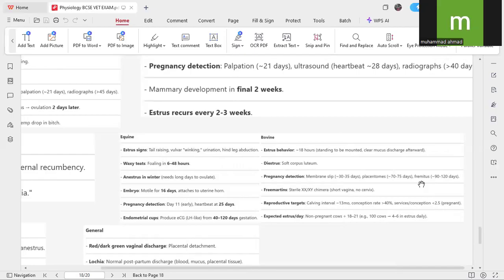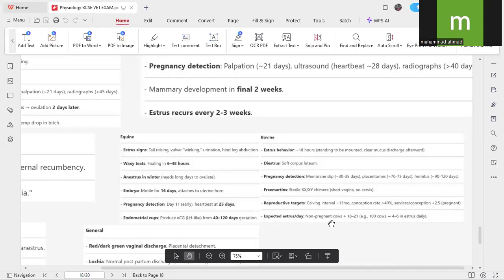Freemartins. What is a freemartin? If there are twins in the ruminants, the female is sterile: XX and XY chimera, showing a vagina with no cervix. Reproductive targets: calving interval 13 months, conception rate more than 40, and the cervix conception is less than 2.5.